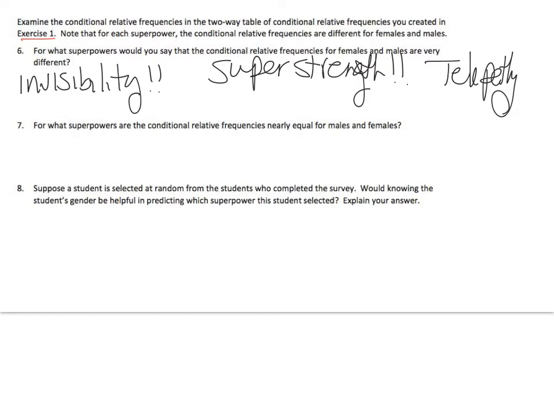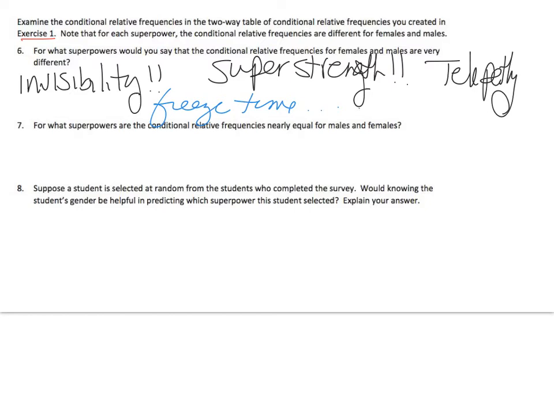If I go back and look at the table, invisibility, I've got 21% for females, 12% for males. Super strength, 0.4% for females and 11% for males, big difference. And telepathy, 30% for females and 21% for males. Big differences there. You know, looking back at the table, you might be able to argue freeze time, too.